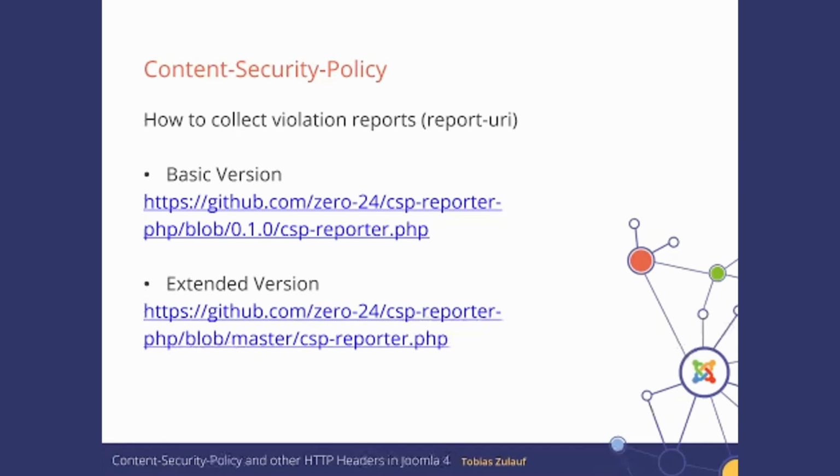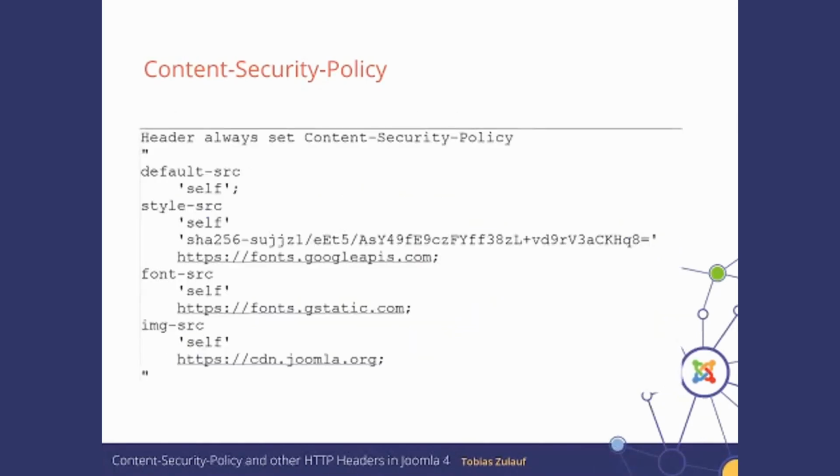On larger sites like Joomla.org, after the test run we quickly disabled that CSP reporter because there are so many reports. Okay, now all the technical details. Let's see a practical example. What you see right now is the HTTP header set for content security policy for Joomla.org/4. Basic, a very basic thing.